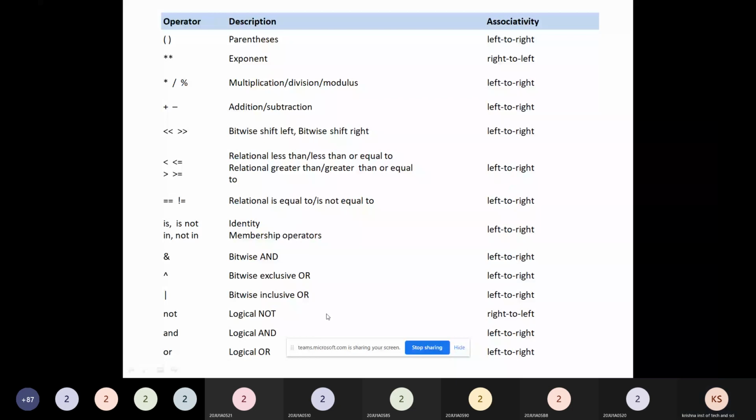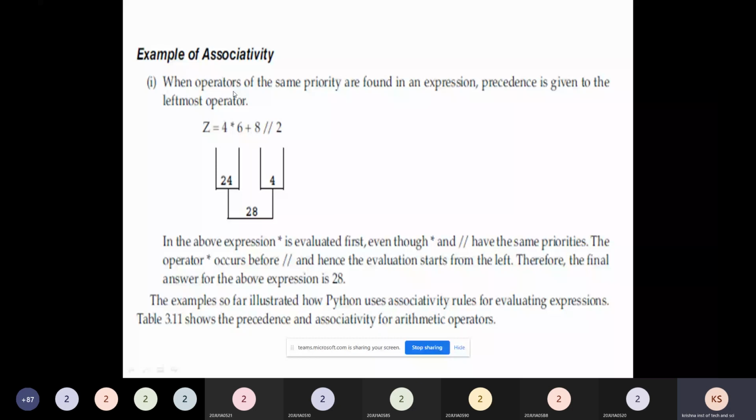This is an example for associativity. When operators of the same priority are found in an expression, precedence is given to the leftmost operator. From this expression, first we need to separate all the operators. The operators used are multiplication, star, plus, and floor division. Star and floor division have the same priority.